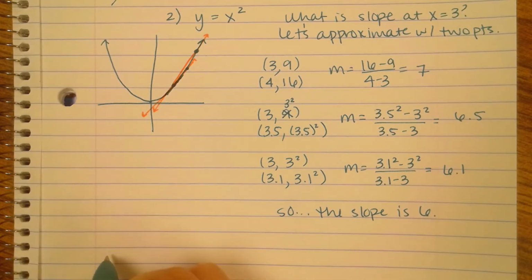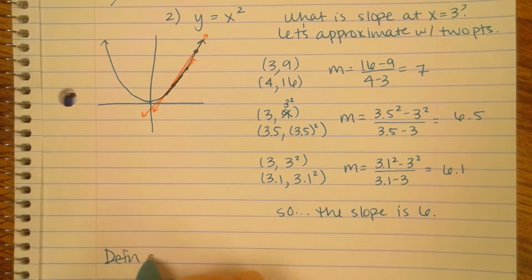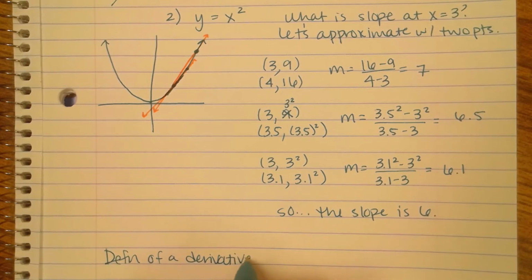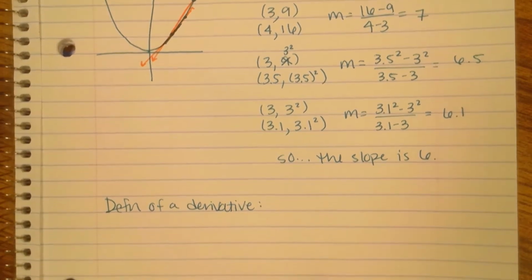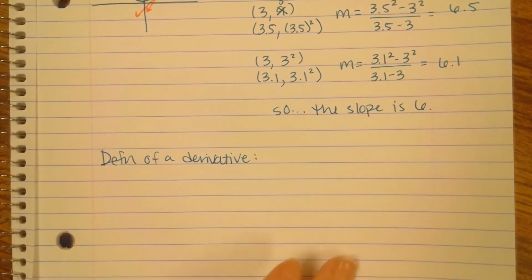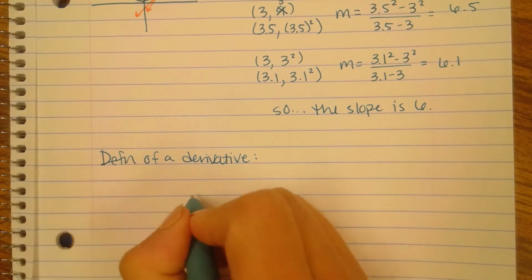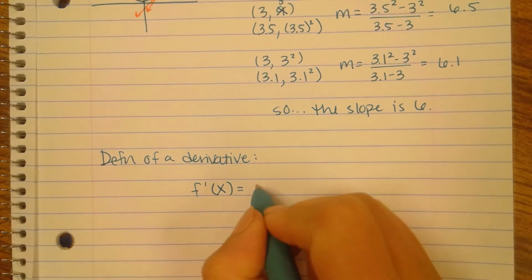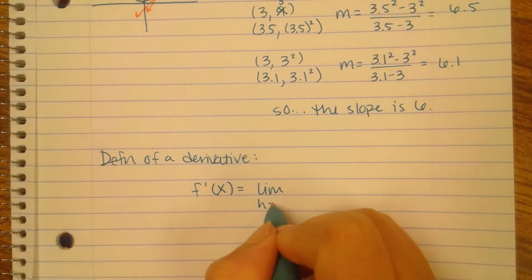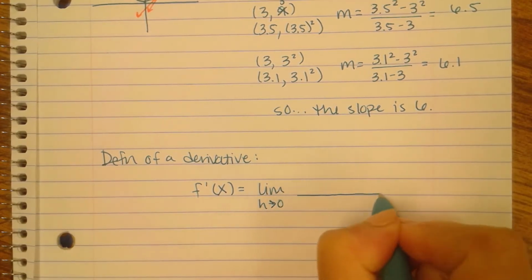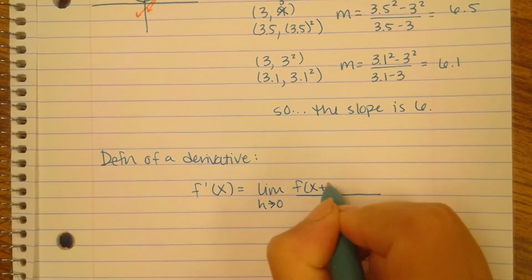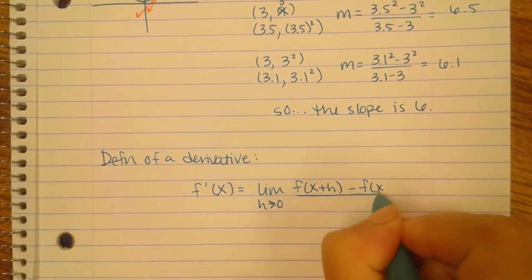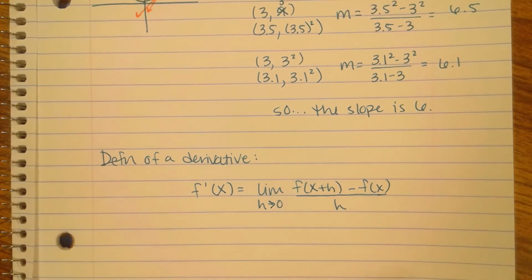So that leads us to the definition of a derivative. Notationally speaking, we write the derivative as f prime. So we're going to define the derivative as f prime of x is the limit as h approaches 0 of f of x plus h minus f of x, over h.